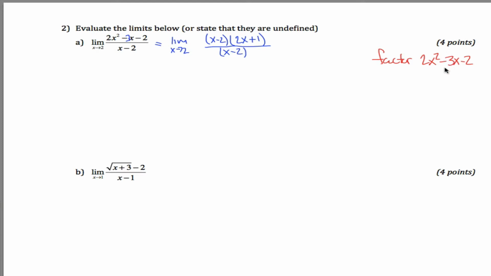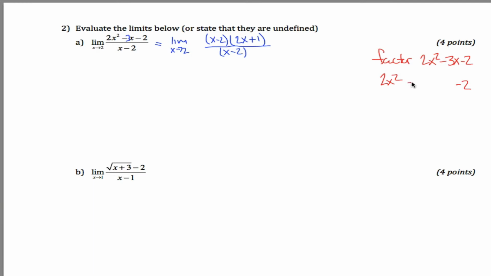The linear term is -3. So what that means is I need to find two numbers that multiply to -4 and add to -3. Let's see, how about -4 and +1? I think that'll work. Those will multiply to -4 and they'll add to -3. So finding those is step 1.